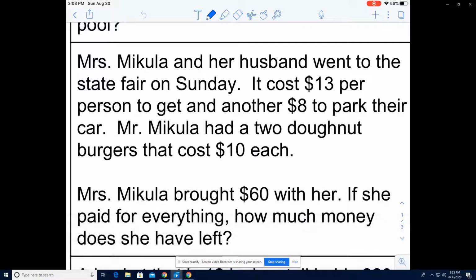Hello, today we're going to take a look at story problems and how to do a story problem. So the first thing is pretty basic. You're going to read the entire story problem.